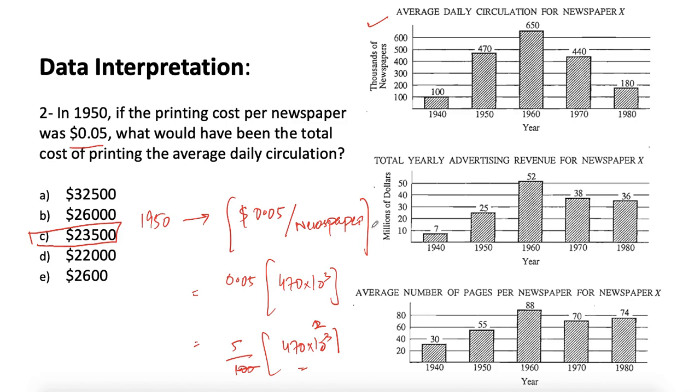But remember one thing, ETS always loves to play with the units. So when you see such a question, take some time and see clearly what exactly the unit is. Just like here, this is per newspaper. So if I want to find the total dollars, I need to multiply with the total newspapers so that I can get the total dollar amount. In our case this is average daily circulation, and we are provided with average daily circulation for newspaper X.